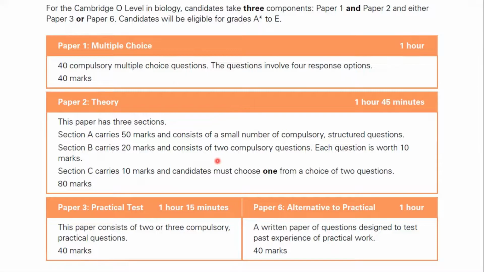Whereas section B actually carries 20 marks, which consists of two compulsory questions, and each question is a big one, meaning if the total marks are 20, then each question is 10 marks, two questions carrying 10 marks. And these are basically detailed questions such as the topics from plant nutrition, animal nutrition, homeostasis, muscle movement, reproduction, and maybe the last two biodiversity chapters too. Whereas section C, you have only 10 marks where the candidate has to choose one from two questions. You basically have a choice which question you can pick.